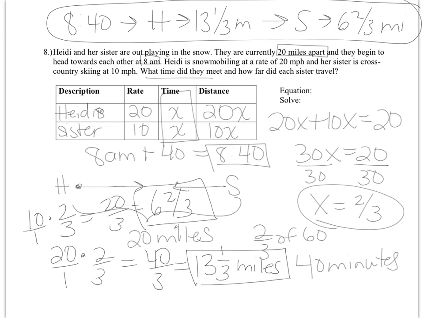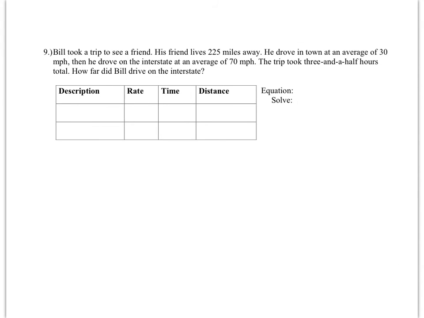All right, let's go on to the last question. Bill took a trip to see his friend. His friend lives 225 miles away. He drove in town at an average of 30 miles per hour, and he drove on the interstate at an average of 70 miles per hour. So he's going to be driving in town and on the interstate. The trip took 3.5 hours total. How far did Bill drive on the interstate?